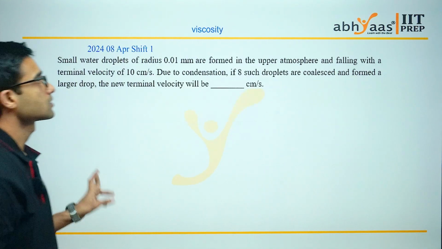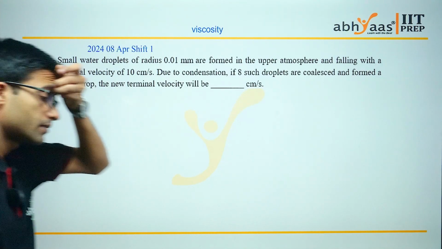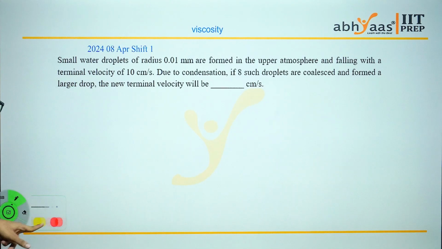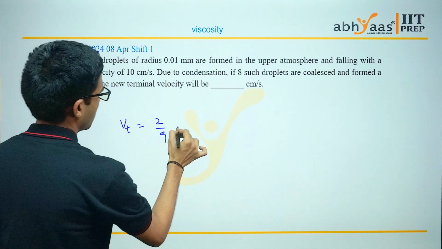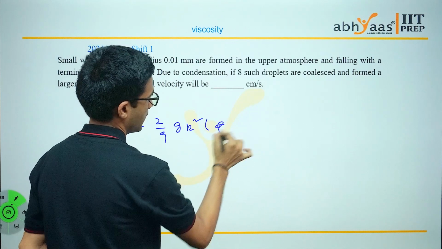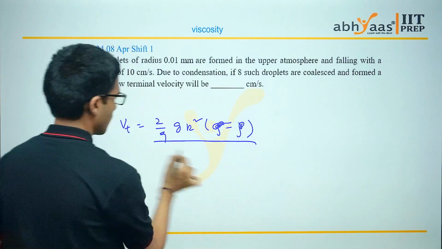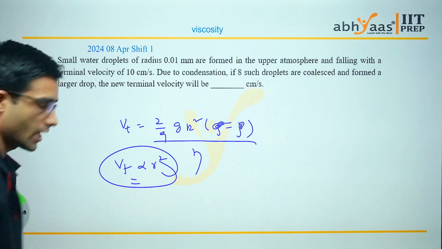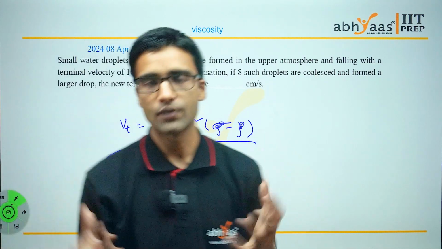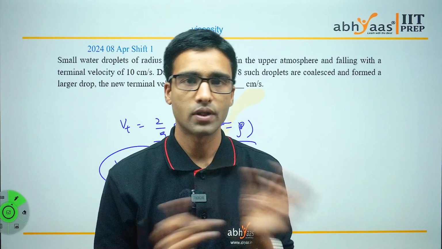Okay, now going to the next question. Next question. So initially what happened? A small droplet is there. So the radius is given. So terminal velocity is there. So same formula, Vt equal to 2 by 9 g r square, rho minus sigma, or sigma minus rho, whatever, ball minus this liquid, by zeta. Okay, so Vt is proportional to r square. But what happened, according to the surface energy concept, the volume of the liquid before and after conversion of small to big or big to small is same.